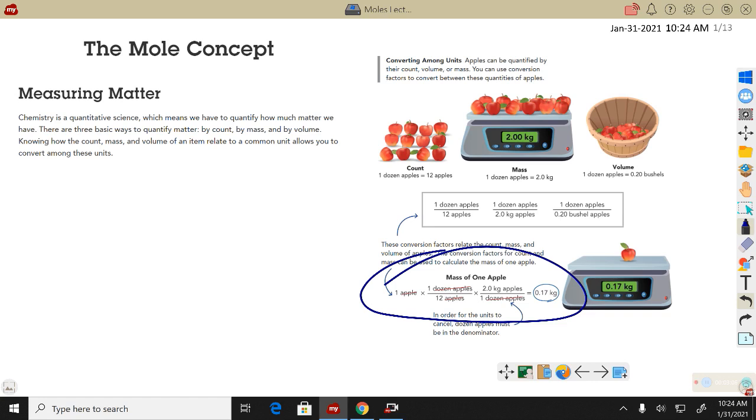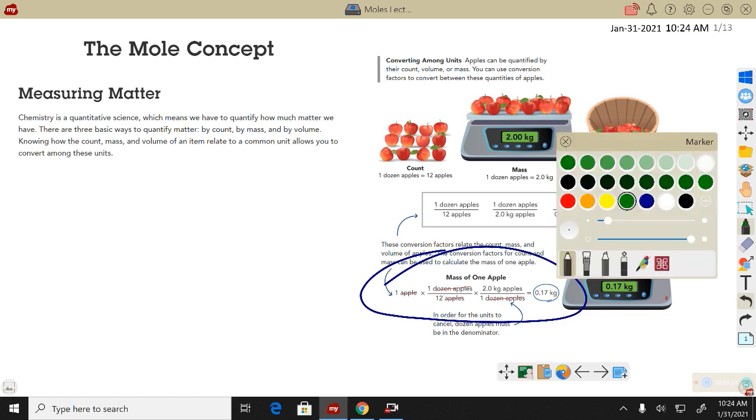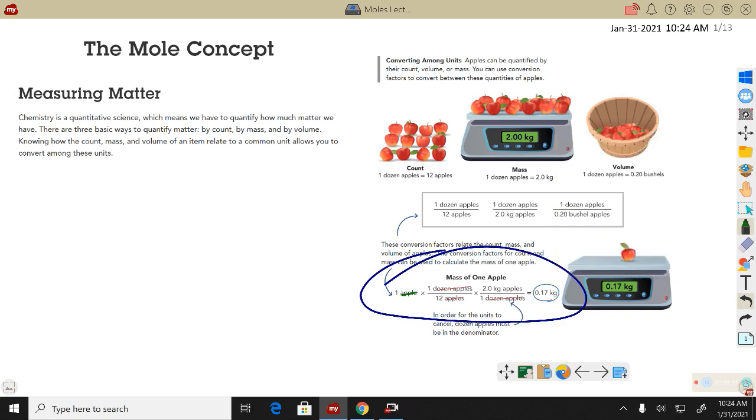The rule of dimensional analysis is that the unit that you want goes on top of the proportion. The unit that you want to cancel will go on the bottom of the proportion. So for example, here they wanted to know the mass of one apple. And so they said, okay, let's say I start with 1 apple. And then they canceled 1 apple. I don't want my final answer in apples, so I'll put that on the bottom.